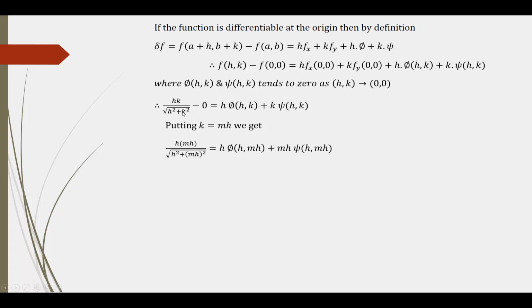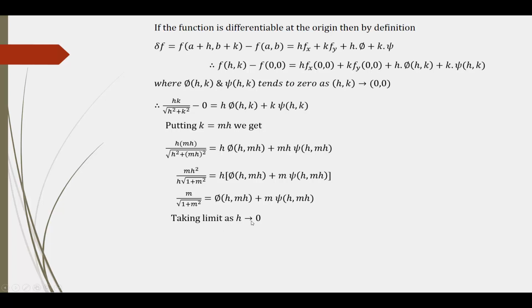Putting k equal to mh, we get h into mh upon square root of h squared plus (mh) squared equal to h into phi(h,mh) plus mh into psi(h,mh). Therefore we get m h squared upon square root of h squared times (1 plus m squared) equal to h times the bracket phi(h,mh) plus m psi(h,mh). Then this h cancels and also this h cancels, so what remains is m upon square root of 1 plus m squared equal to phi(h,mh) plus m into psi(h,mh).